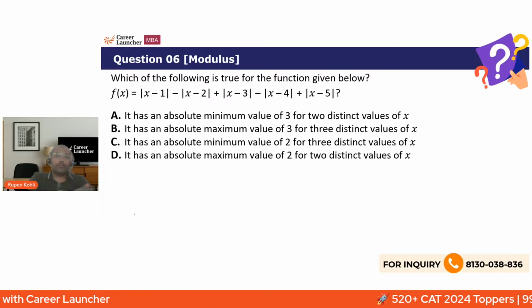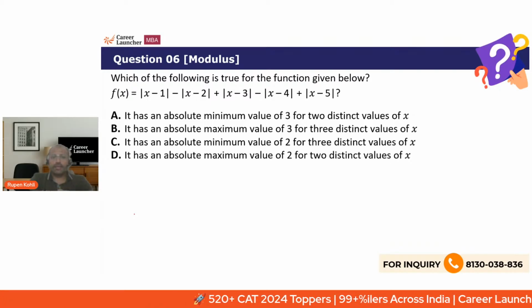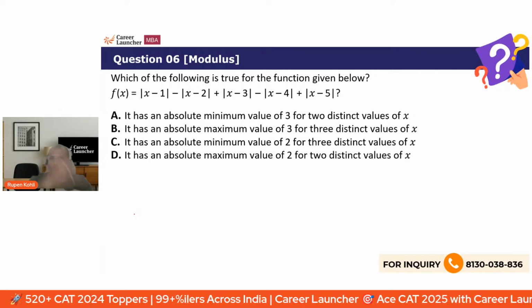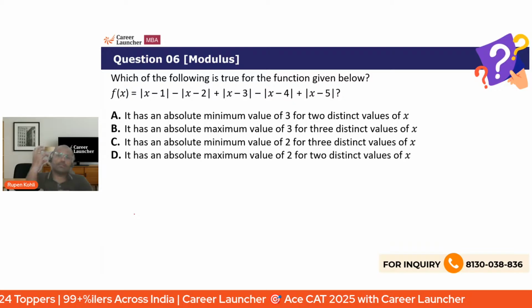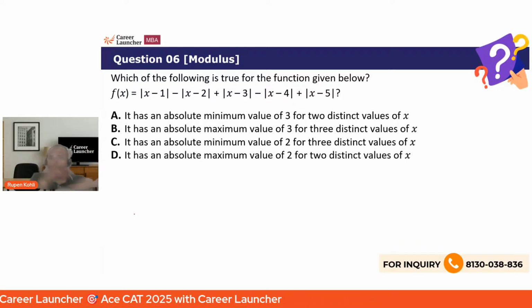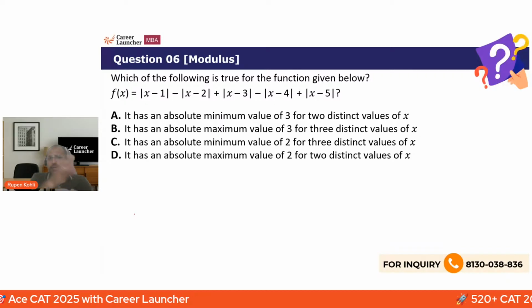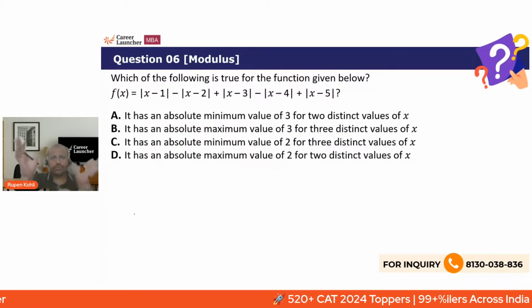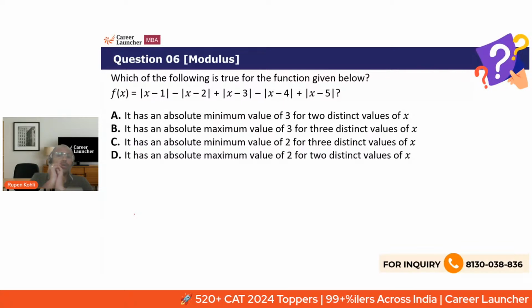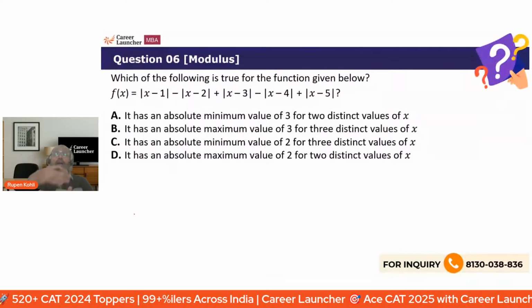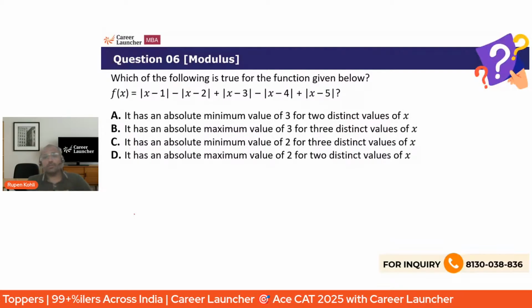We have seen questions involving two modulus terms, three modulus terms. Now, you can have as many as you want. There are 5 terms here. And the options are all about whether the function has minimum or maximum value of how much for how many values of x. Minimum value of 3 for 2 values of x, maximum value of 3 for 3 values of x. So what is that all about? How do you find whether this function has the minimum or maximum value at how many values of x?